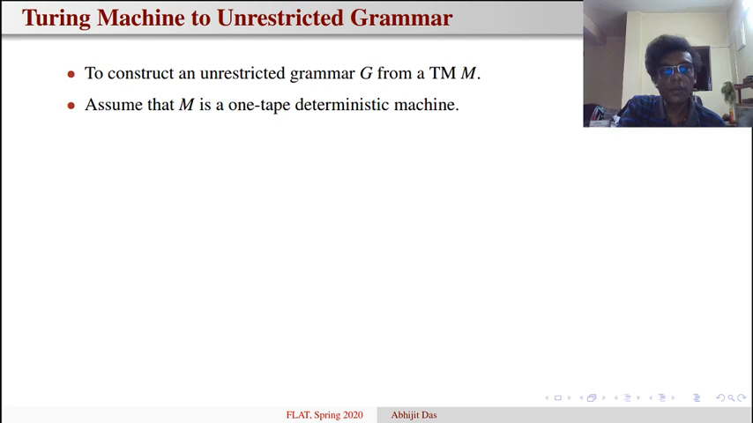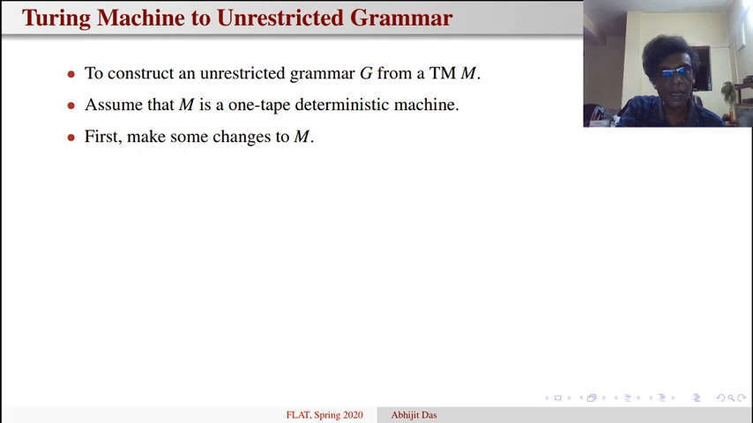In order to make life simpler, we assume that M is a one-tape deterministic machine, and one-tape means semi-infinite tape, so not open at both the ends. Semi-infinite tape, one-tape deterministic machine. Moreover, I will assume that M has some particular behavior. If not, I can anyway convert that M to exhibit that behavior.